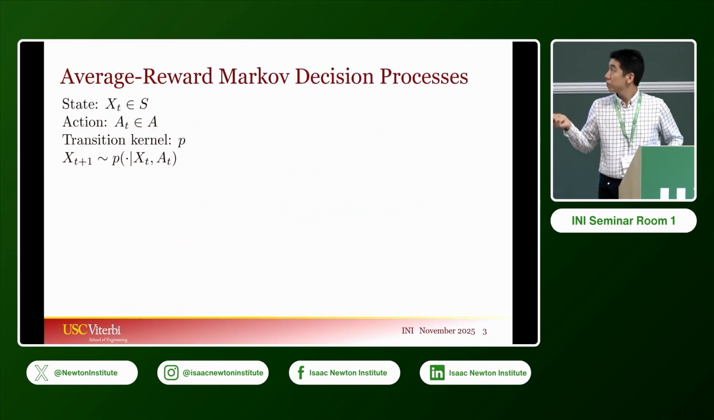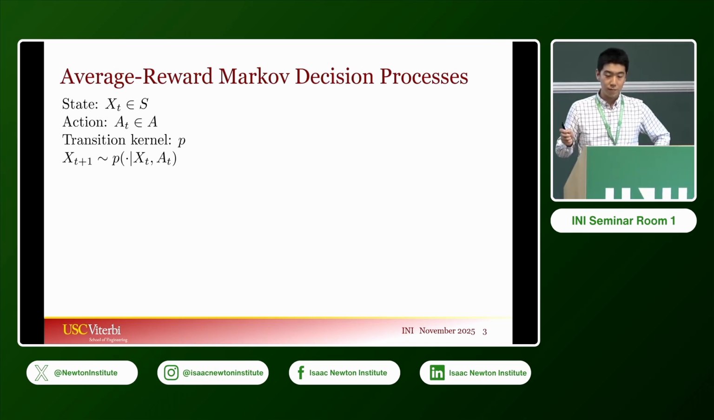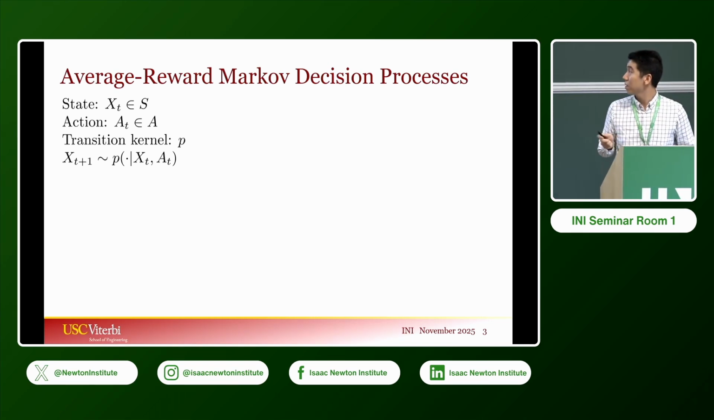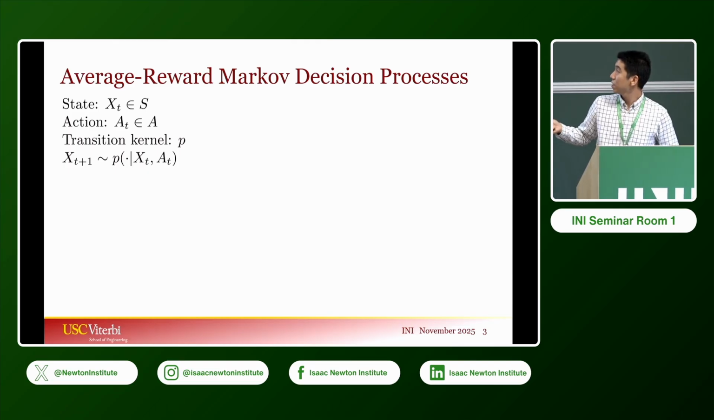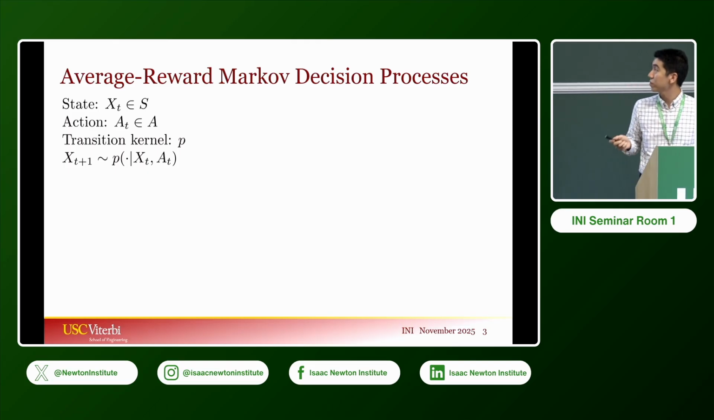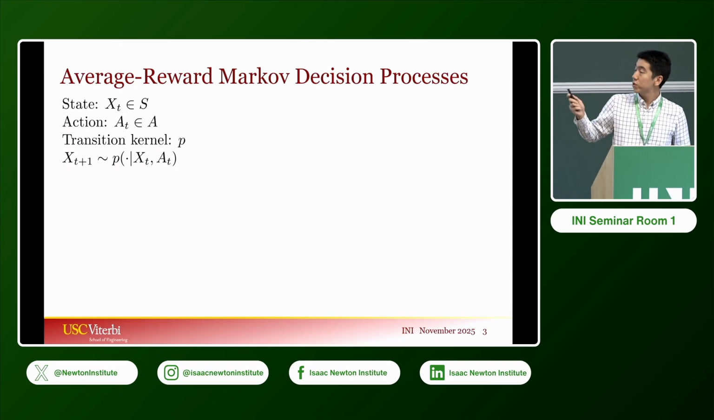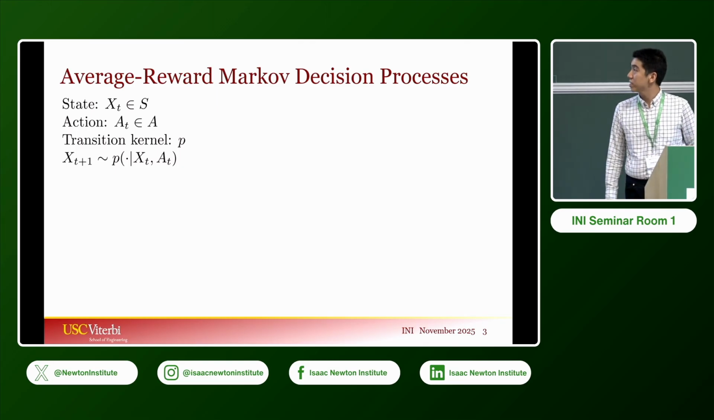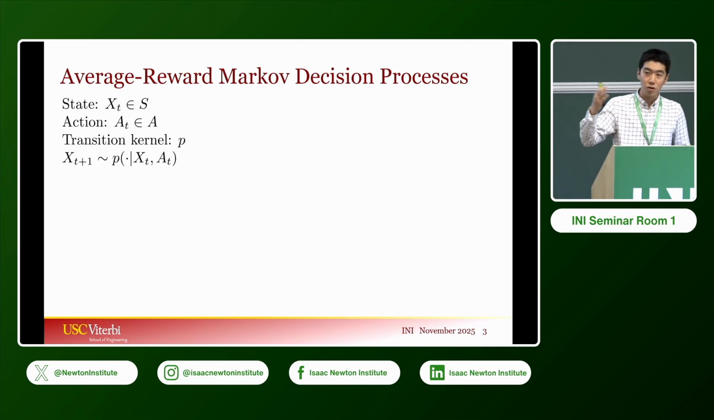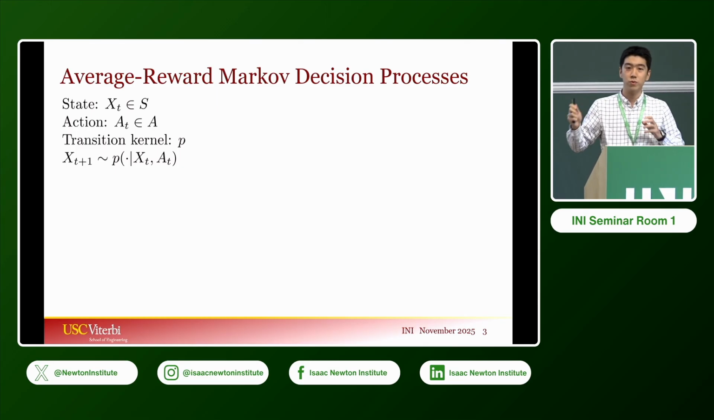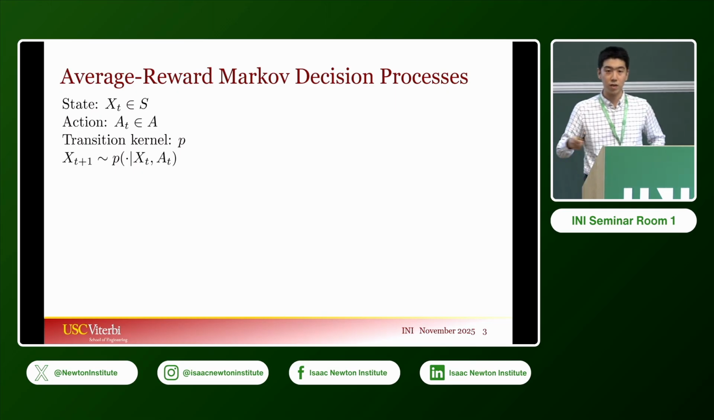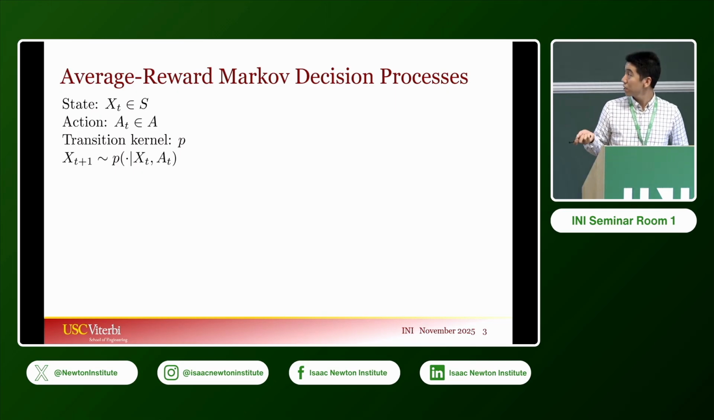So first, let me introduce the notation for average reward MDPs. And throughout this workshop, we have seen a lot of MDP discussions, and I'm using a slightly different set of notation. Here, we're restricting ourselves to finite states and action space models, and I'll also talk a little bit about how to generalize this to infinite state space as well later in the talk.